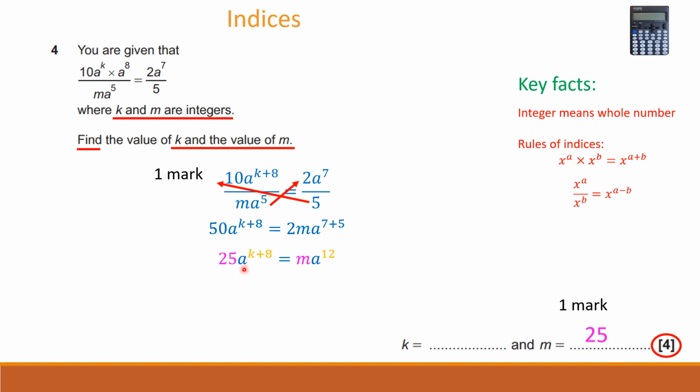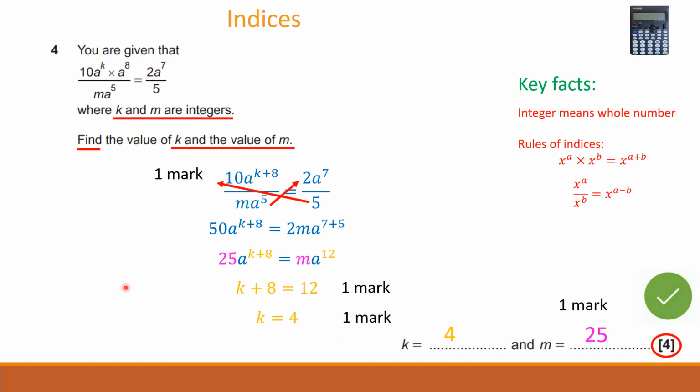Now we need to look at the powers. Okay, so k plus 8 and a to the 12. The two powers are going to be equal to each other for these expressions to be equal, which means that k plus 8 is equal to 12 for my third mark. Then to get rid of the plus 8, I'm going to subtract 8 from both sides. So that means k is going to be 12, take away 8, which is going to give me 4 for my fourth mark.